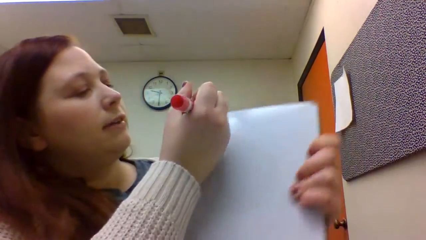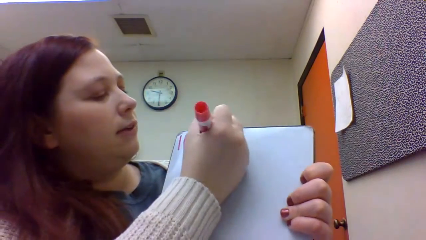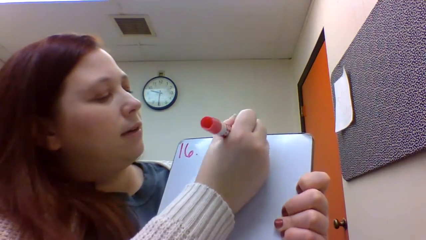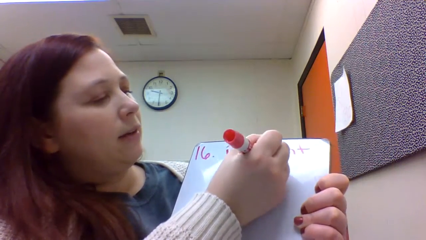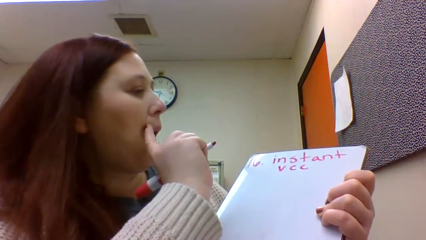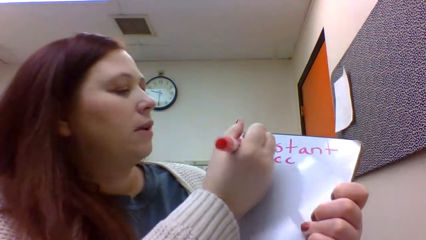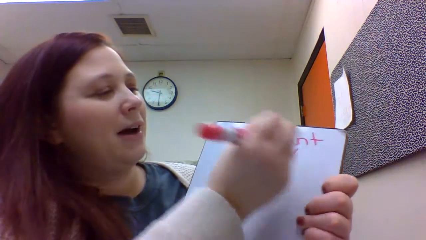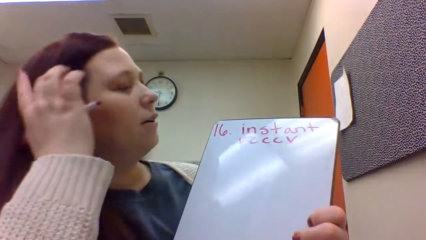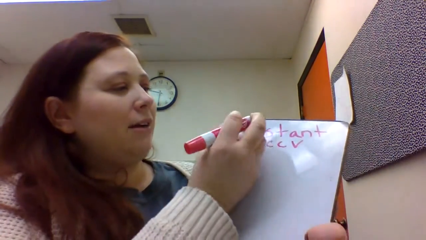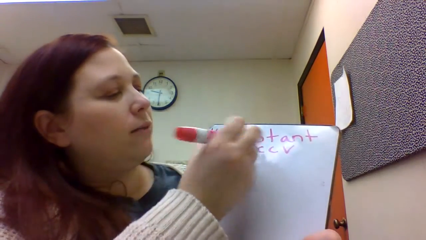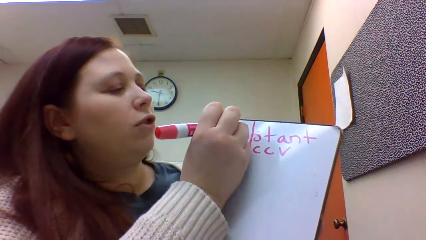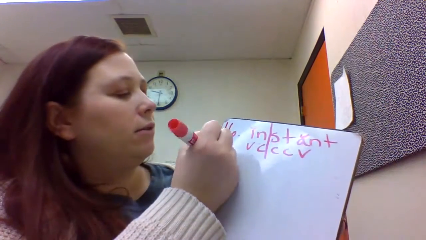All right. Number 16 to code is instant. We have the vowel, consonant, consonant, vowel. Here, this is like inspect, instant. So we're going to draw our line there between the first 2 consonants. And then we just code a breve there and a breve there.